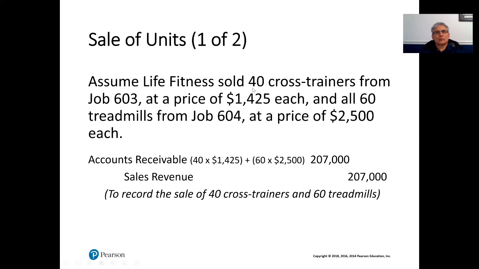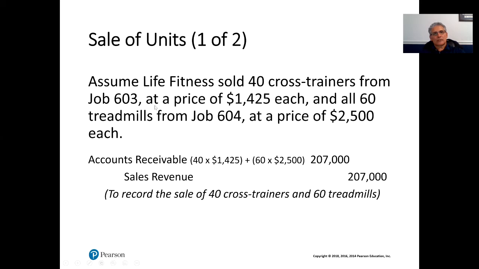Let's assume Life Fitness sold 40 cross trainers from job 603 at a price of $1,425 each, and all 60 treadmills from job 604 at a price of $2,500. So we need to run those numbers. We have 40 cross trainers at $1,425 each. So let's do the math: 40 times $1,425. Then we need to do the math for the 60 treadmills at $2,500. We're going to do this multiplication, add the two to come up, and we should come up with $207,000.